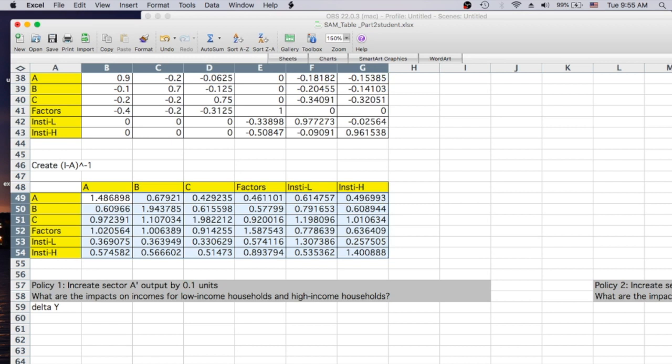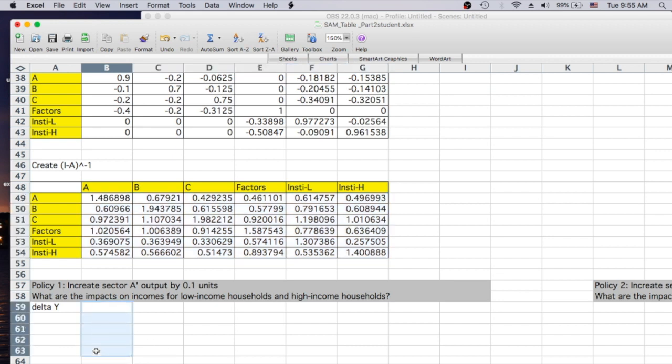Since we have 6 attributes, it will be a 6 by 1 matrix. And the order of these 6 attributes will be the same as the transaction table here. So in this case, I increase A's output by 0.1, so the change for A is 0.1. And I keep other variables the same. So for B it should be 0, for C 0, factors of production 0, institution L 0, institution H 0.